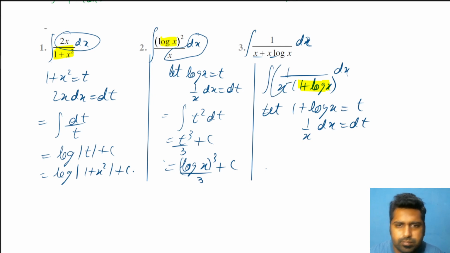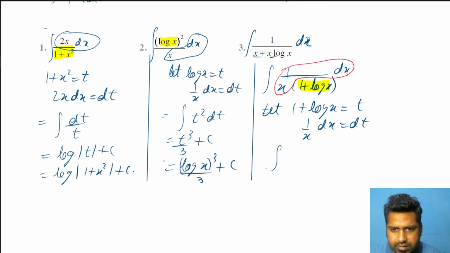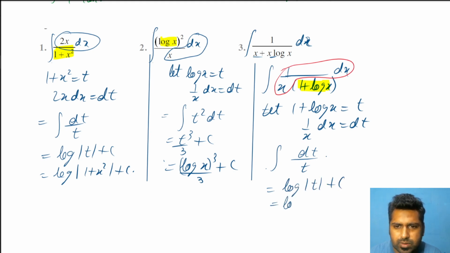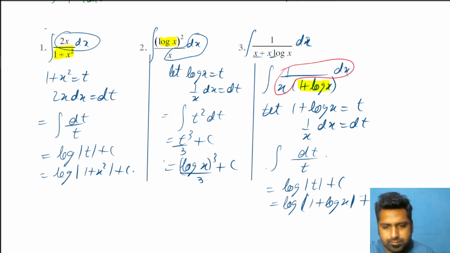Here it is. This is making it dt. Integration of dt over the denominator, which is only 1 plus log x, that's t. So again log mod t plus c. What's our t? It is 1 plus log x, so 1 plus log x inside a log, and there is mod also present, so mod plus c. That's the answer. Simple, straightforward questions.